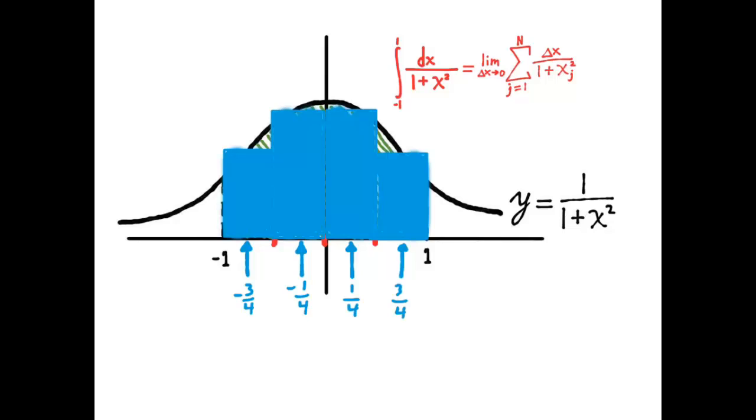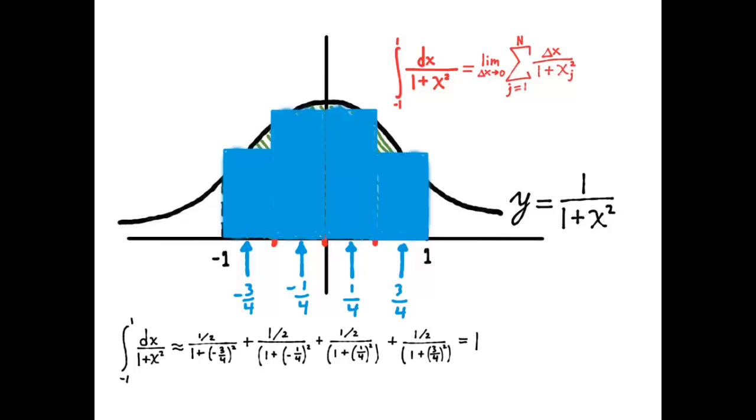My four x values are x1 is -3/4, x2 is -1/4, and so on. And I could write out the n equals 4 sum as 1/2 over 1 plus x1 squared, 1/2 over 1 plus x2 squared, and so on. There'd be four terms. They come out to be 1.58, etc.